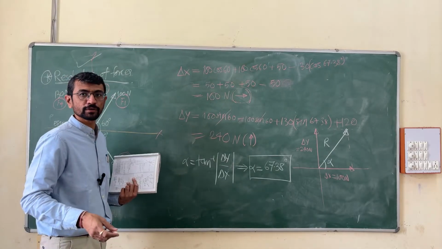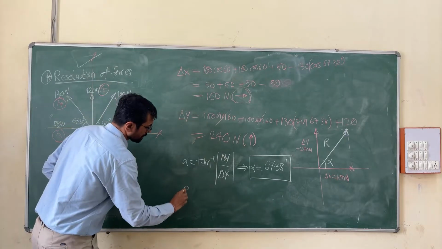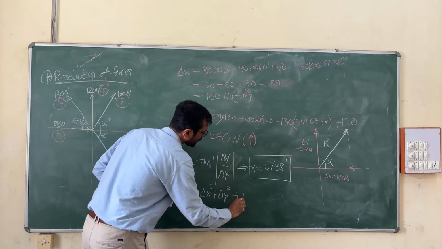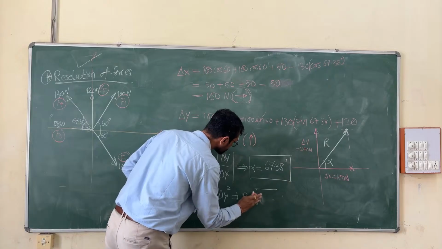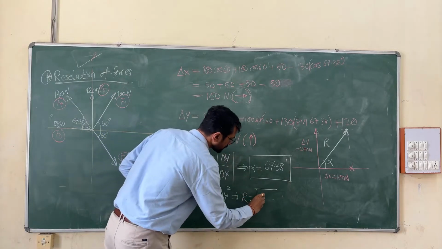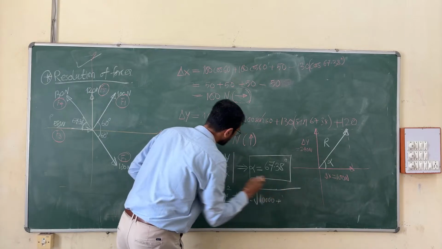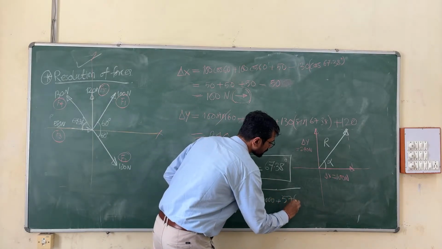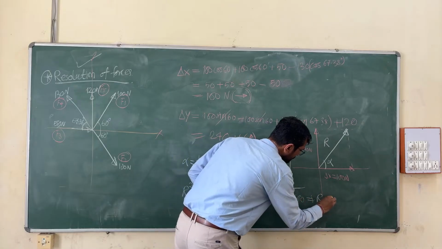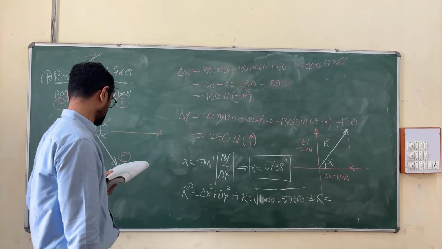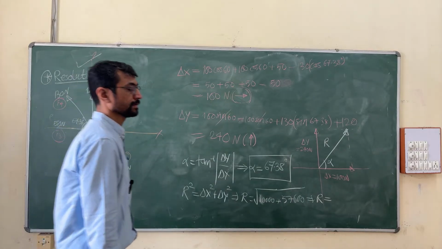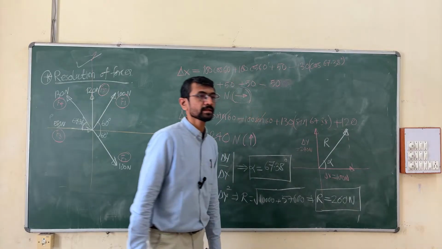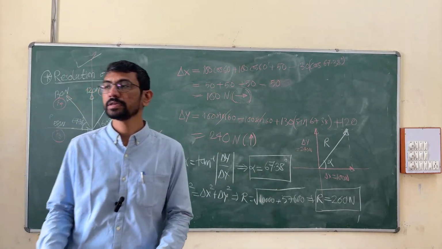Find alpha, but finding r is left. r square will be delta x square plus delta y square, implies r is equal to root of delta x square plus delta y square. Delta x square is how much? 100 squared is 10,000, 240 squared is 57,600, implies r equals to 260. Here the problem is completed.